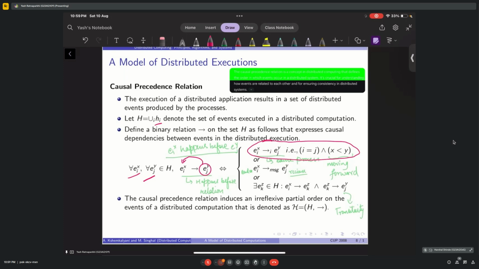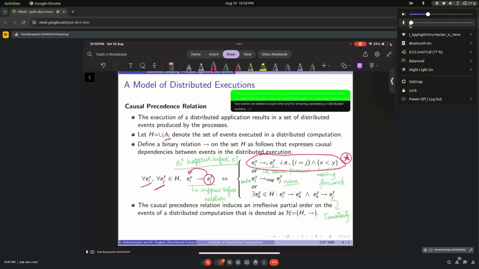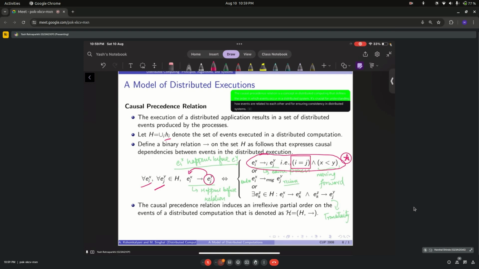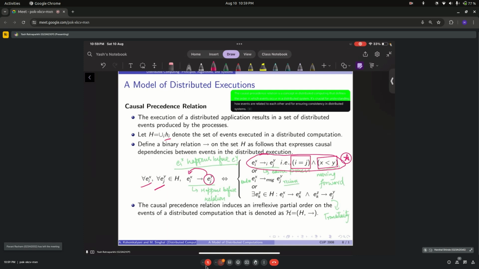So guys, are you able to understand this first condition? First of all, I equal to J, meaning both should belong to the same process, and X should be less than Y, meaning that event 1 should be occurring before event 2. Correct?